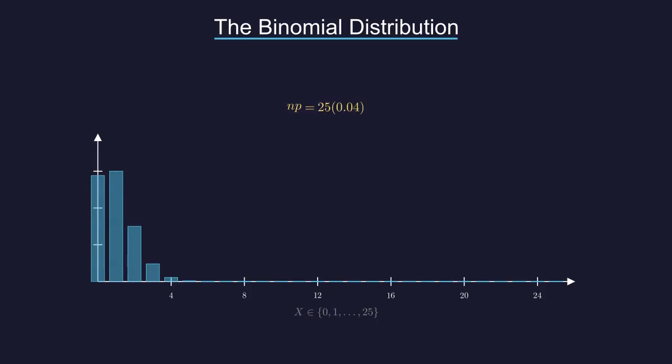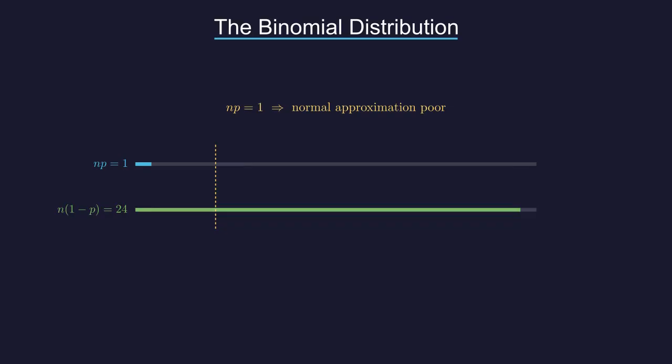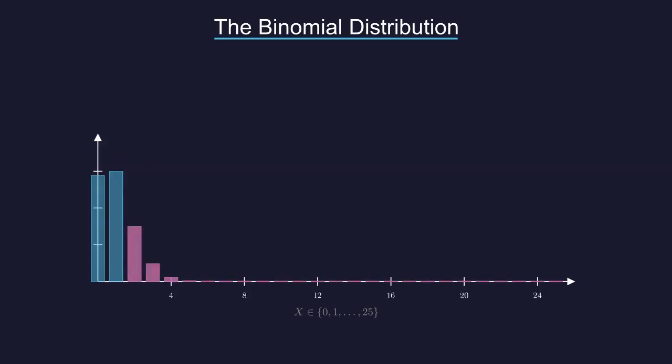Check the expected count n times p equals 1. And expected non-defects n times 1 minus p equals 24. Because expected successes are small, a symmetric normal approximation would be poor. The exact discrete calculation is the more appropriate result here.